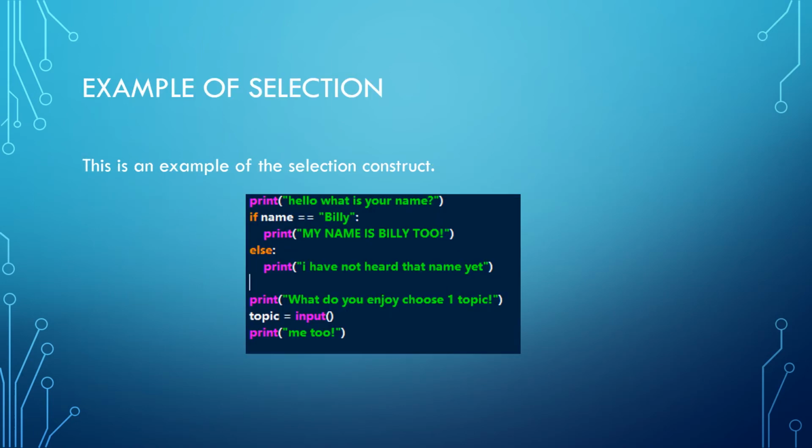This is an example of the selection. So if I put Billy in response to "what is your name?", it would say "my name is Billy too", or else it would say "I would not have heard that name yet."